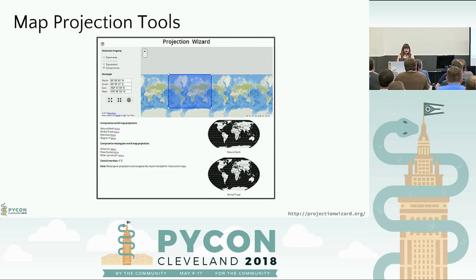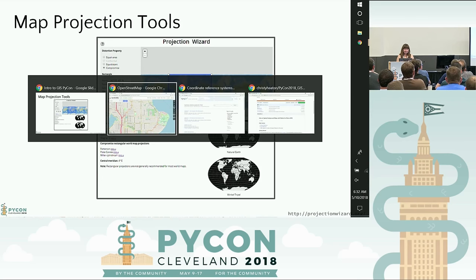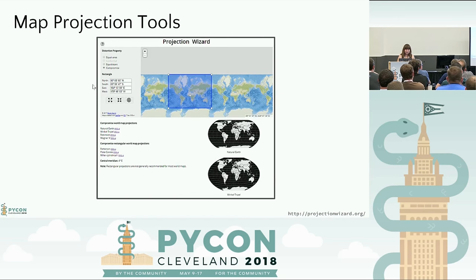So we talked about how different projections have different kinds of distortion, and there's this tool called projectionwizard.org where you can tell it the distortion property you want to preserve, tell it the area you're trying to map, and then it'll give you some guidance on what projection to use.